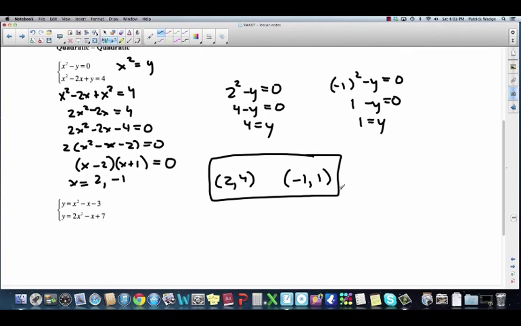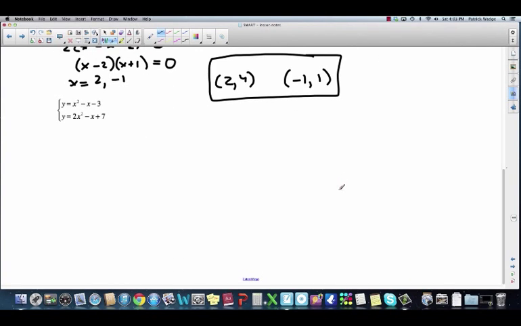Okay, last one. Look at this. This is what the book always does. They always make it so you've got y isolated in one equation and y isolated in the other equation. And since y is equal to this and y is also equal to this, then these two underlined parts must be equal to each other. That's the way they think of it. I just think of it as once you have one of them isolated, you can just plug it into the other y. Anyway, however you do it, you're going to end up with x squared minus x minus 3 equals 2x squared minus x plus 7.